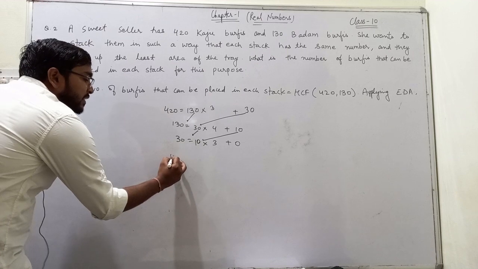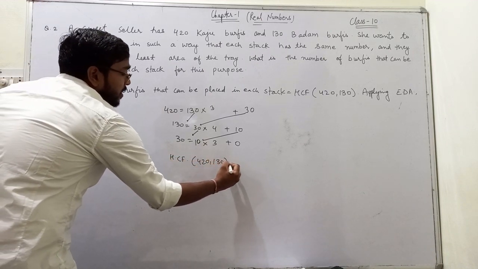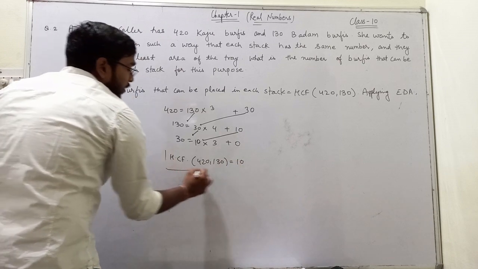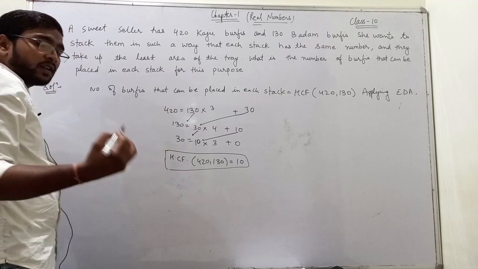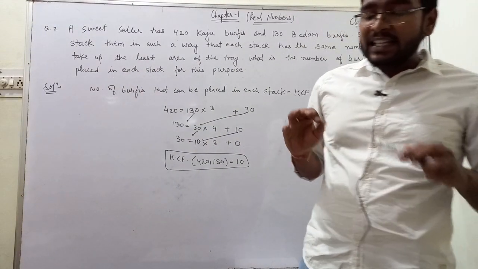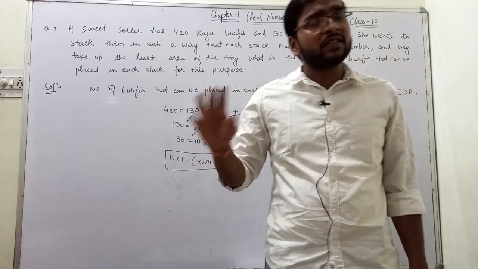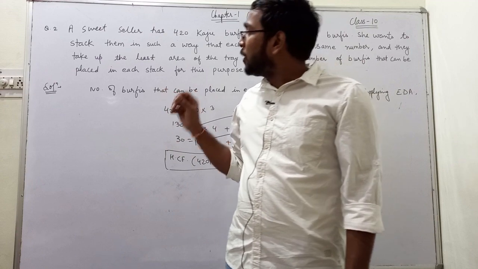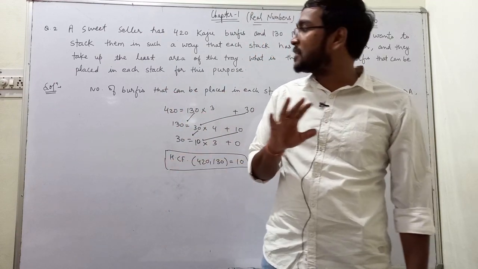So the HCF of 420 and 130 is 10. That is the last divisor or the second last remainder. So it is very simple to find out the HCF or the LCM that we have studied from class 6. What matters is that you must know when to find the HCF and when to find the LCM.